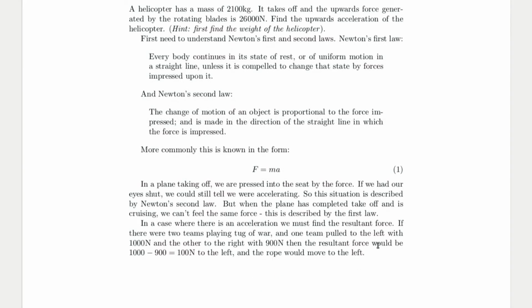Here's a simple example explaining the idea of resultant force. If there were two teams playing tug of war, and one team pulled to the left with 1000 newtons and the other to the right with 900 newtons, then the resultant force would simply be 1000 take away 900 equals 100 newtons to the left, and the rope would move to the left. So in the case of this helicopter, we'll just have to find the resultant force.